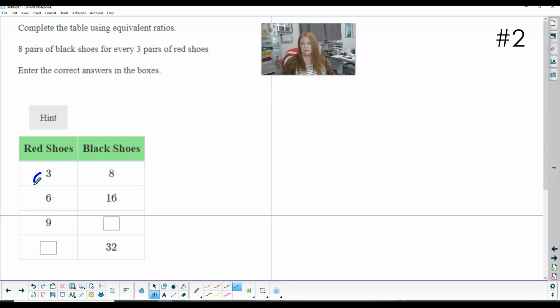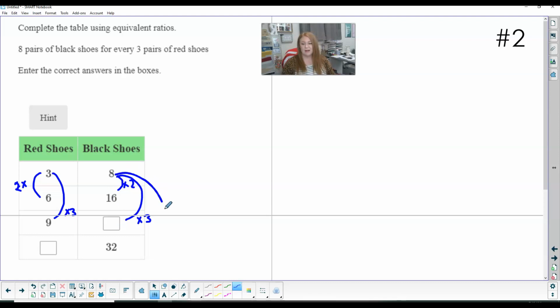So I notice to get from 3 to 6, we times by 2. What we did to one side, we did to the other. We doubled it on both sides. So now I'm noticing to get from 3 to 9. So how do we get from 3 to 9? 3, 6, 9. Well, we times it by 3. So to get this missing piece, we have to do 8 times 3. So 8 times 3 will give us this missing piece.